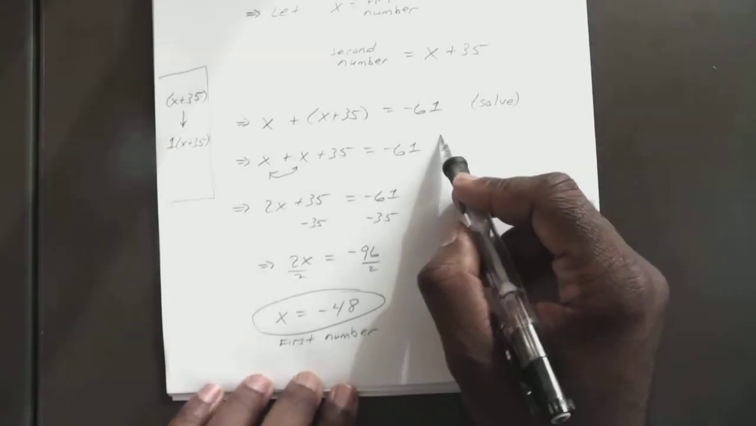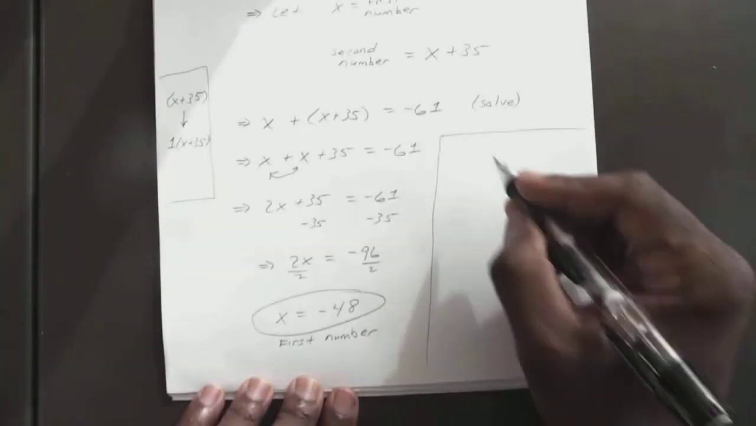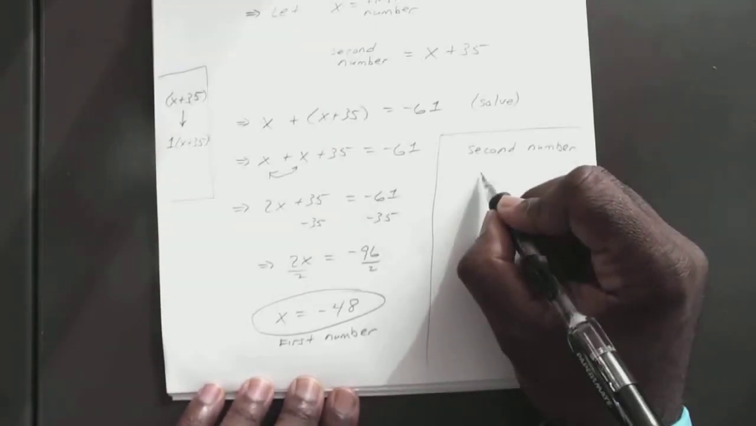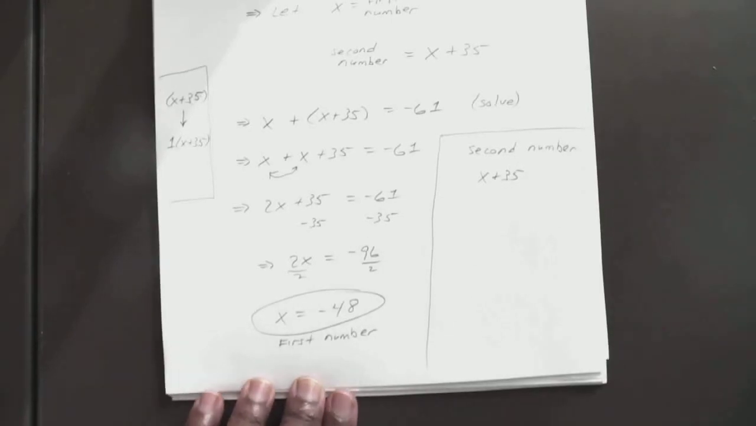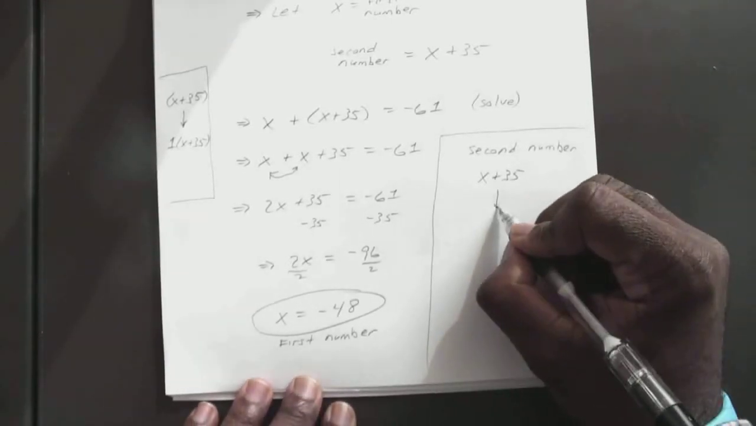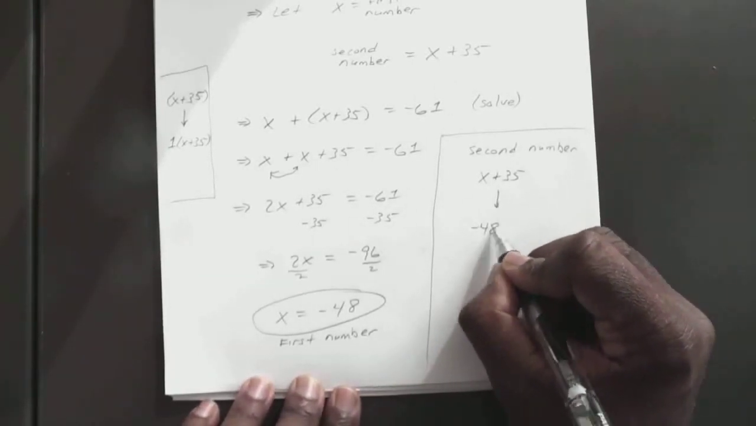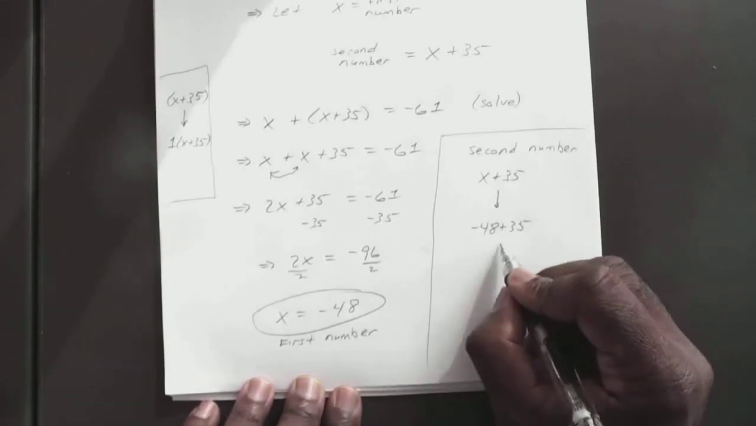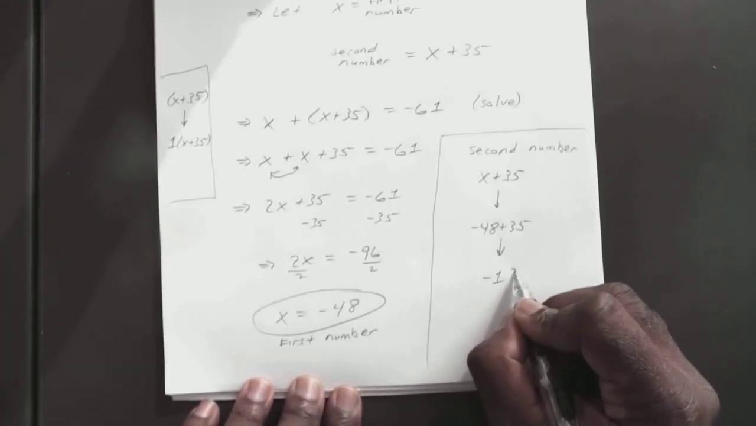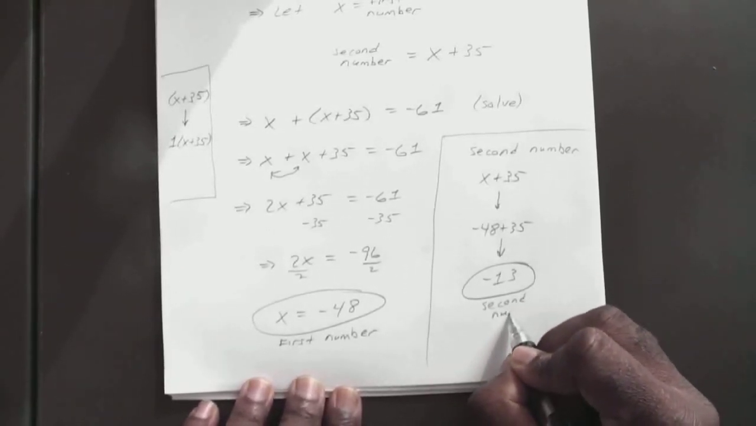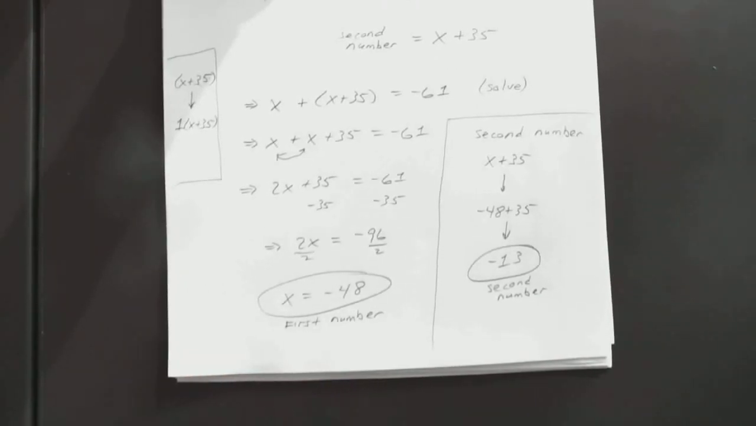All right, so we have our first number. So to find our second number, that's x plus 35. Which means we just plug in negative 48 plus 35. Means you have negative 13, which is your second number. All right. Any questions on that one?